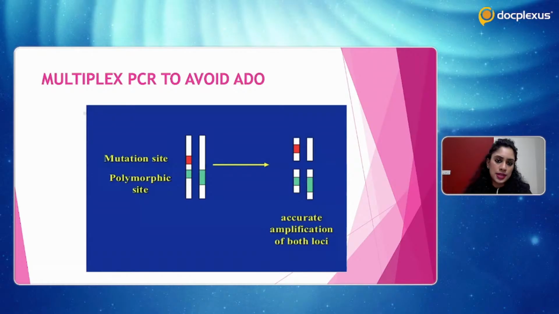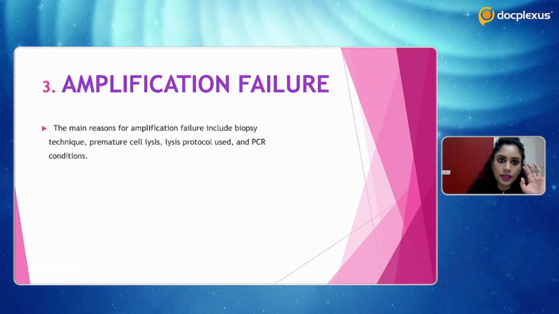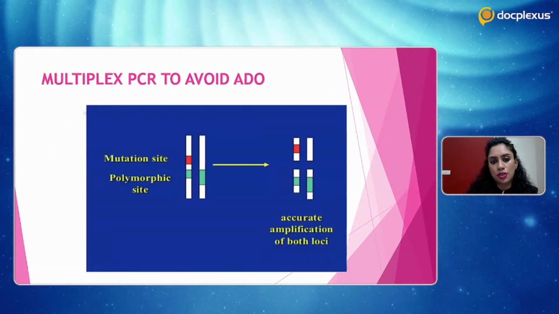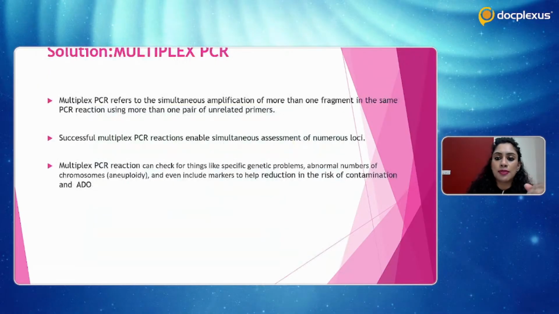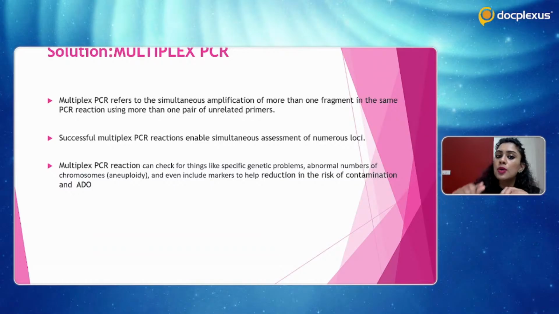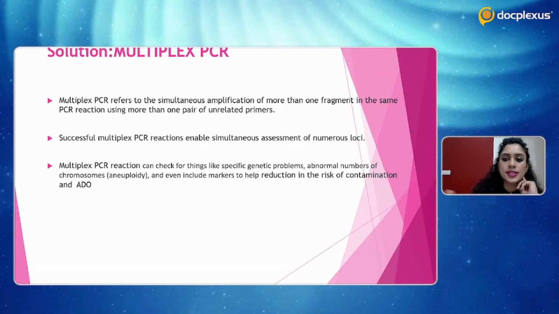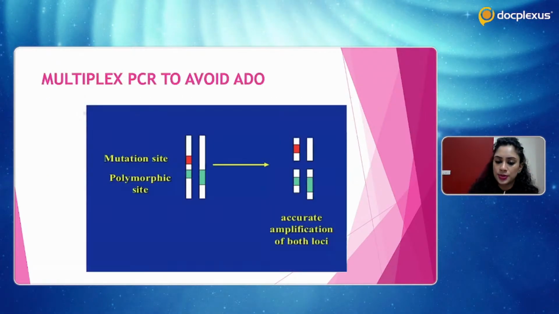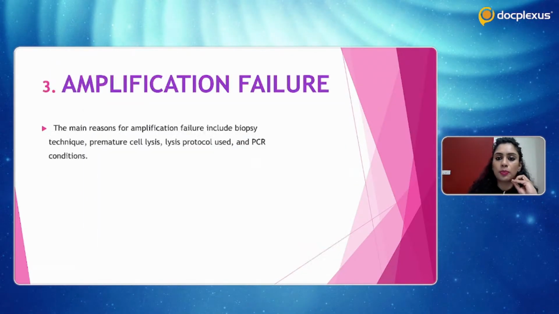So what do you do in multiplex PCR? There's a mutation site. So what you do is there is amplification of both the loci. The two loci, the red and green, you can see, there's amplification of both the loci. So you're avoiding the allele dropout. You're conducting simultaneous amplification of more than one fragment in the same PCR, and you use more than one pair of unrelated primers. So what will happen is there is simultaneous assessment of numerous loci, as you can see, and this will avoid the allele dropout.